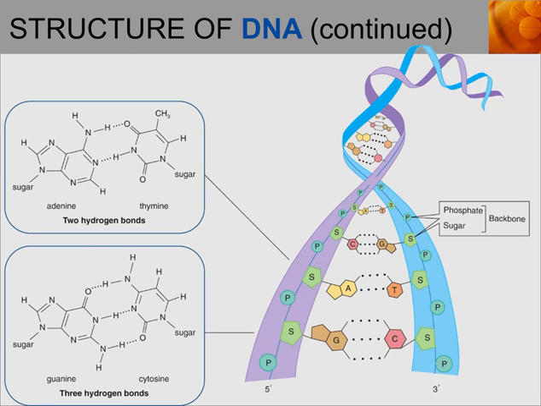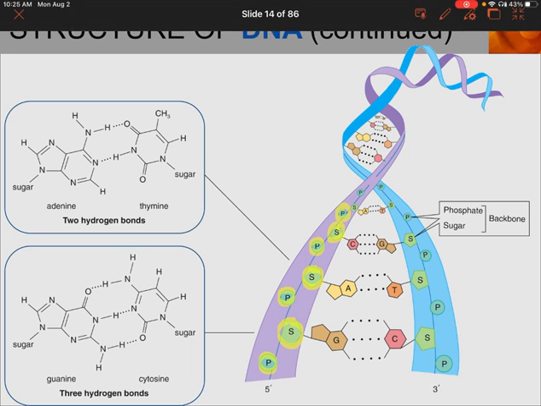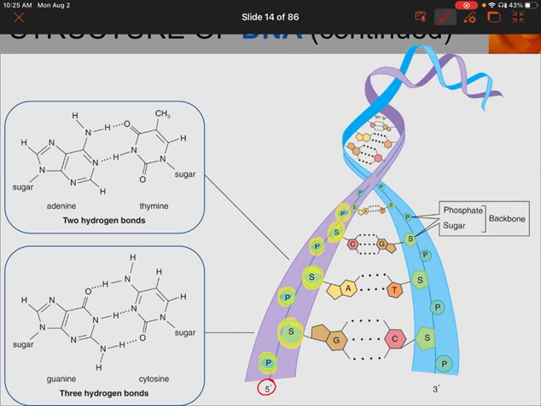So if we were to zoom in on a section of our double helix, we would see that phosphorus, sugar, alternating backbone here. And notice that one strand is going from the 5' end up to the 3' end. The other strand is actually backwards. So it's starting at the 3' end and going up to the 5' end. So they're actually puzzle pieces, but they're kind of backwards. So one is flipped.